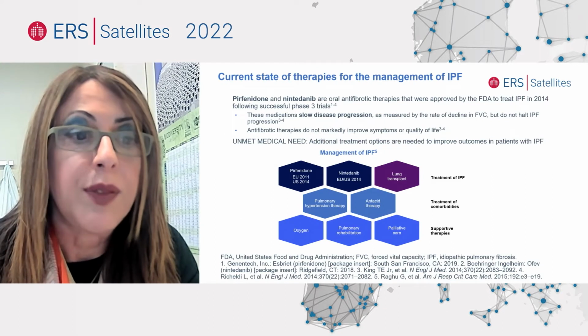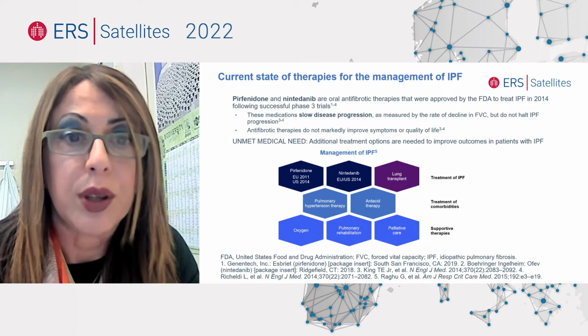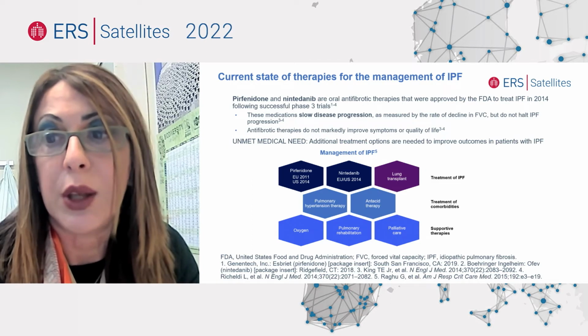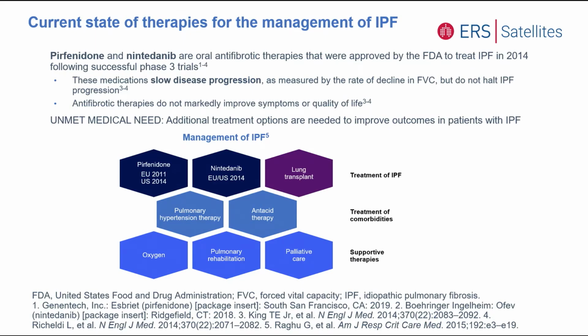And as you know, antifibrotic therapies do not improve symptoms or quality of life, and even if they slow down the disease progression as measured by forced vital capacity, they do not halt IPF progression. So we have the supportive therapies and the treatment of comorbidities.